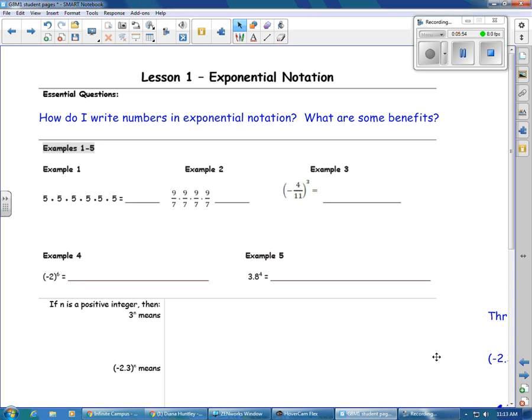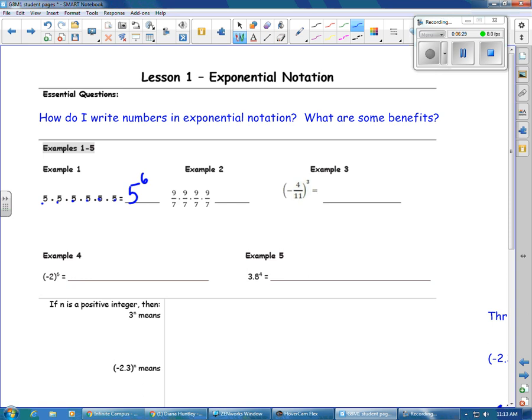So on page 2, your essential questions. How do I write numbers in exponential notation, and what are some benefits? So the first example is 5 times 5 times 5 times 5 times 5 times 5. So we know 5 is being multiplied by itself. So that's our base. We're going to write a base of 5. How many times is it being multiplied by itself? That's going to be our exponent. So 1, 2, 3, 4, 5, 6. So this is going to be 5 to the 6th power.